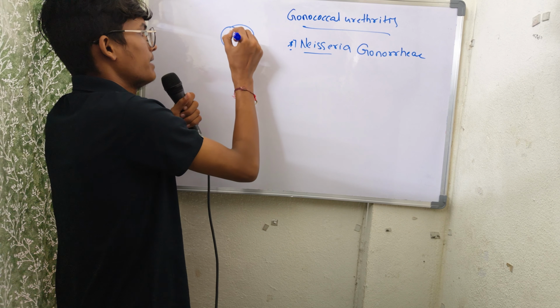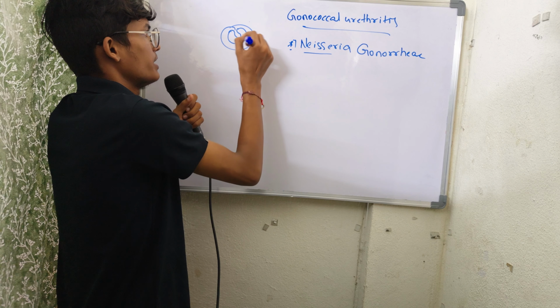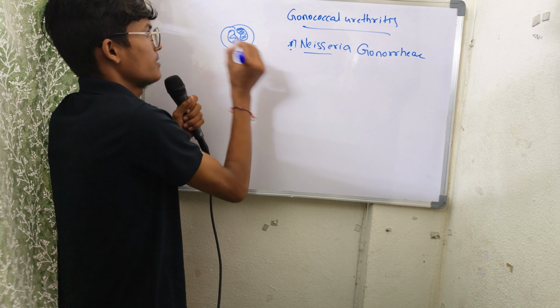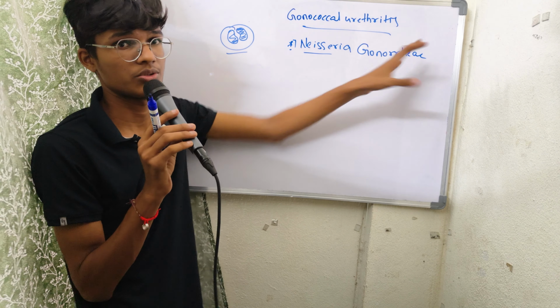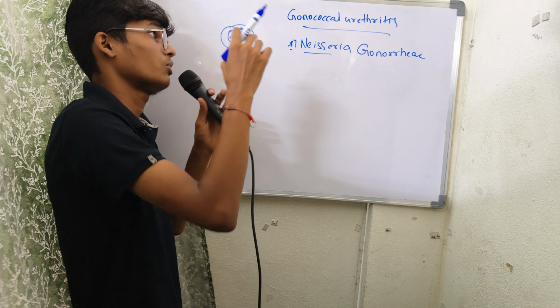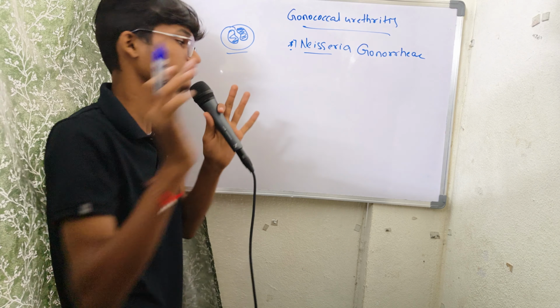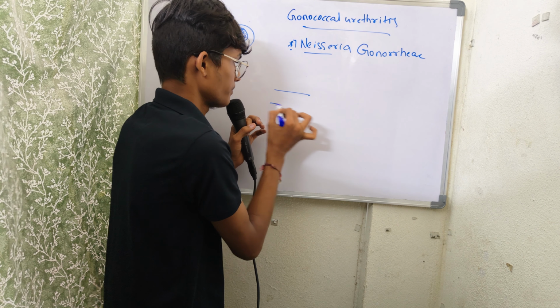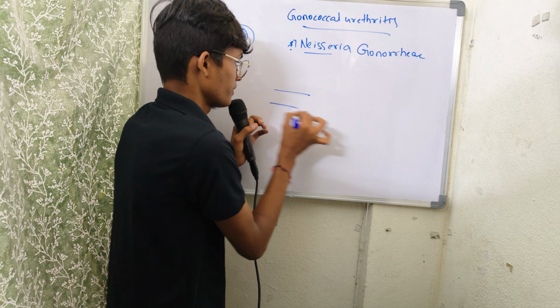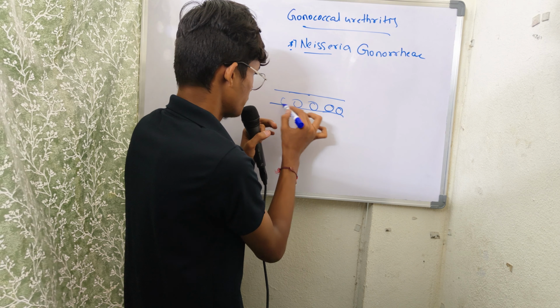It is a gram-negative diplococci, kidney-shaped, arranged in pairs. Just remember the name, and now we'll go into the story. A person has sexual contact with a gonococcal urethritis patient. After the contact, in the urethra, this Neisseria gonorrhoeae diplococcus will attach to the mucosa.